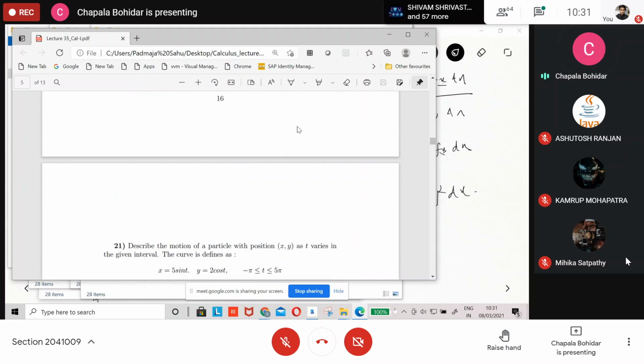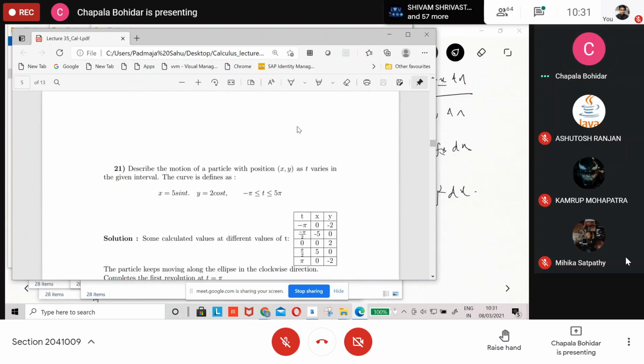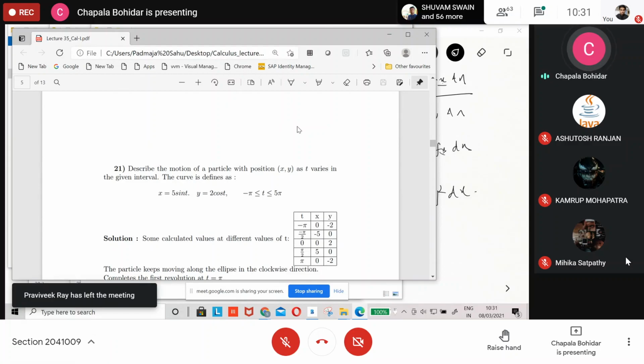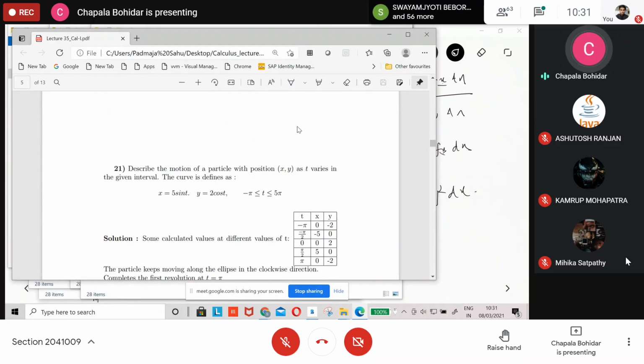Next, question number 21. Describe the motion of a particle with position x, y as t varies in the given interval. The curve is defined as x is equal to 5 sin t, y is equal to 2 cos t, and t lies here, given as minus pi to pi.